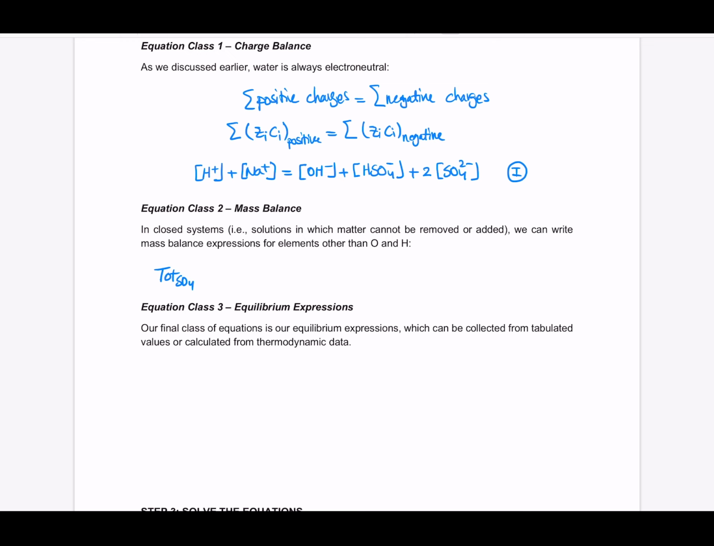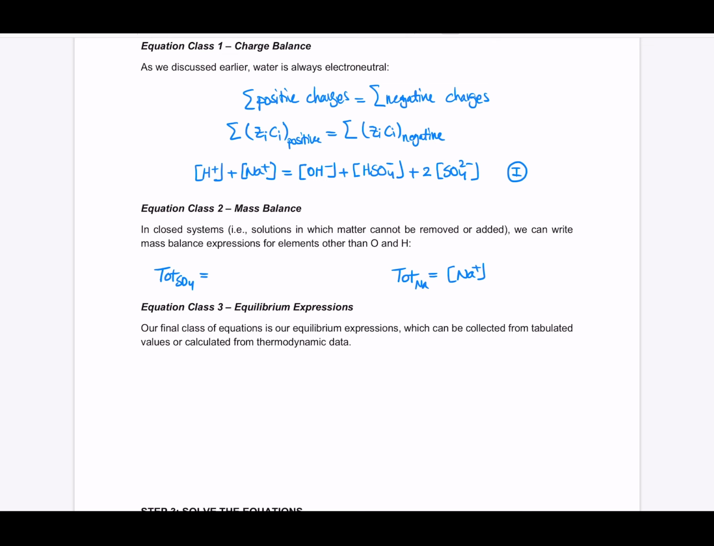And then we have one for all the sodium. So what species contain any form of sodium among those 6 species? Exactly, it's just the ion itself. So the total amount of sodium in the system is equal to the concentration of sodium.